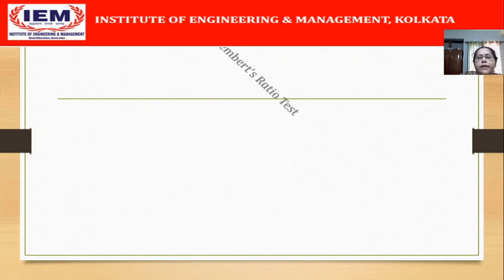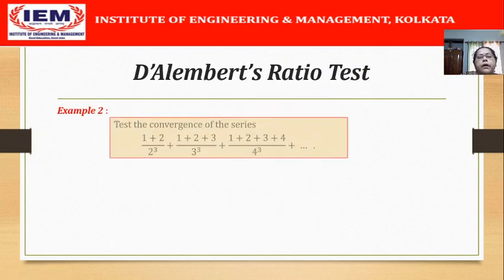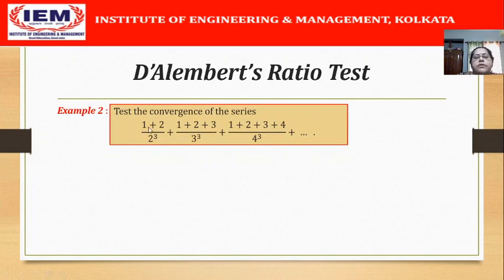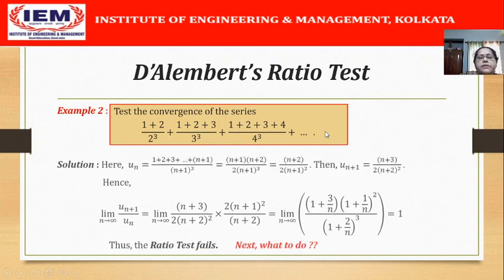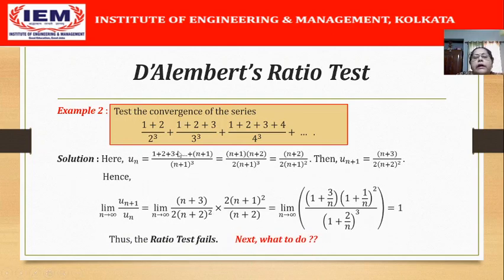One more example, let us see. So test the convergence of the series 1 plus 2 by 2 cube, 1 plus 2 plus 3 by 3 cube, 1 plus 2 plus 3 plus 4 by 4 cube, and so on. So what is the nth term or un over here? See that the nth term will be 1 plus 2 plus 3 up to n plus 1, because the third term is going up to 4. And the denominator here is 4 cube. So in the general term, it's n plus 1 whole cube.